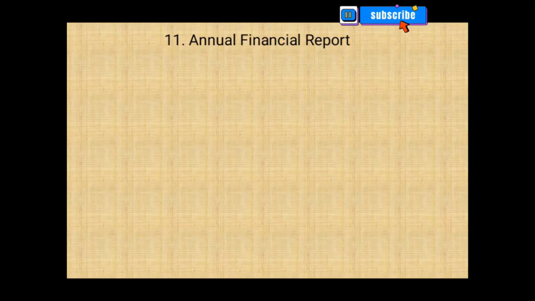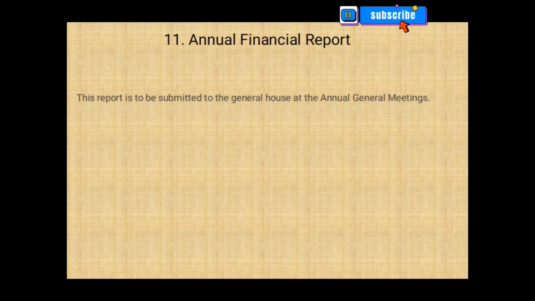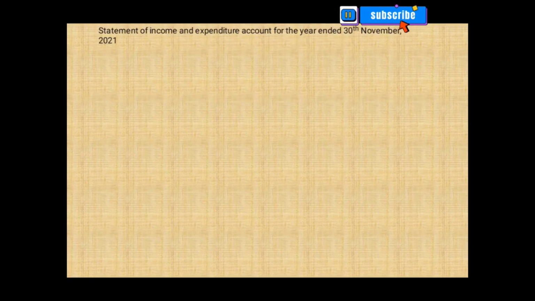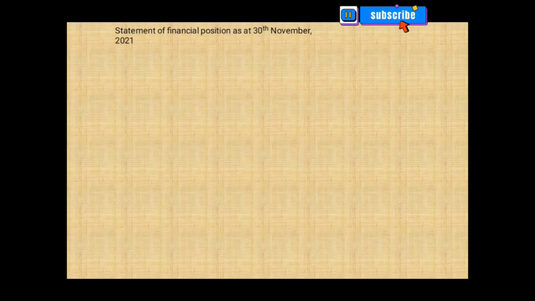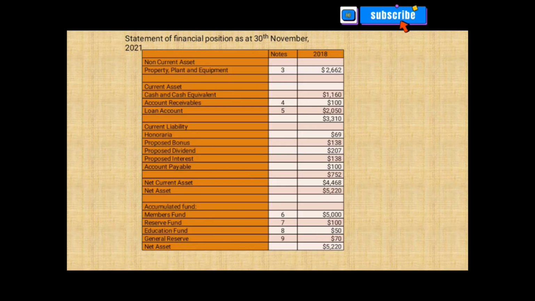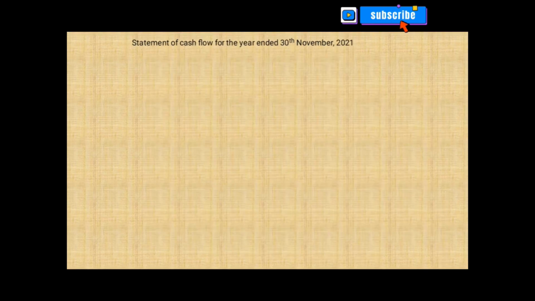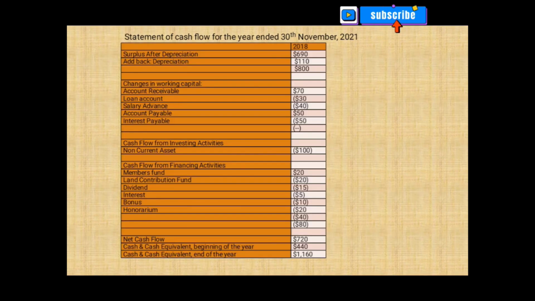Number 11. Annual financial report. This report is to be submitted to the general house at the annual general meetings. The statement of income and expenditure account for the year ended the 30th of November. The table below gives a vivid report of the statement of income. Statement of financial position as at the 30th of November 2021. The table below illustrates the given financial position. Statement of cash flow for the year ended the 30th of November 2021. The pictorial representation below is the detailed report of the cash flow.